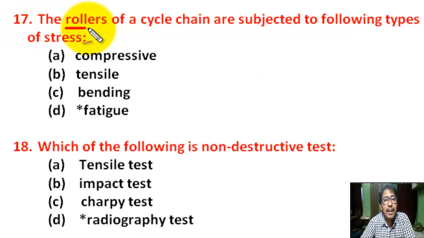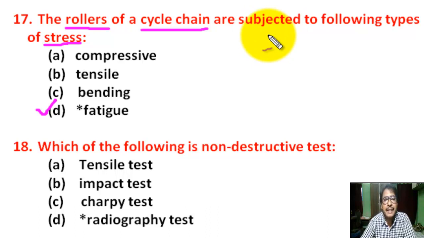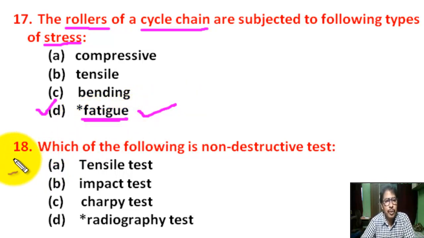Question number 17. The roller of a cycle chain is subjected to the following types of stress. There are four options. Correct answer is D. Roller of a cycle chain is subjected to fatigue stress. Okay, correct answer is fatigue stress.